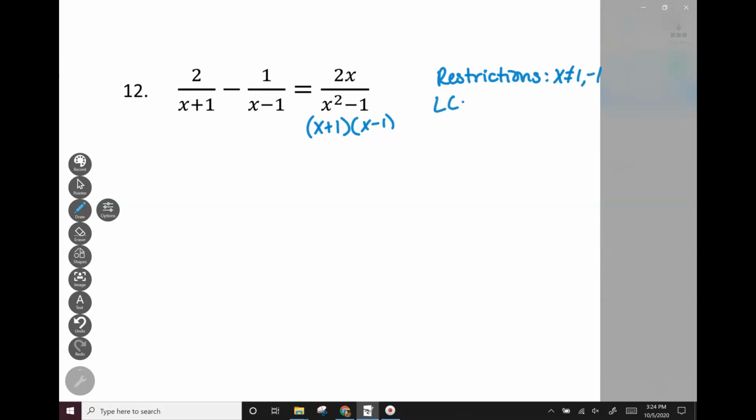Now our LCD is going to be x plus 1 times x minus 1, which is just the x squared minus 1 that you see there. But I'm going to go ahead and actually multiply by both of those factors so that we're sure to see what cancels. So x plus 1, x minus 1. That's what you're multiplying by on both sides. Okay, so I'm going to multiply both sides of this equation by x plus 1 times x minus 1.